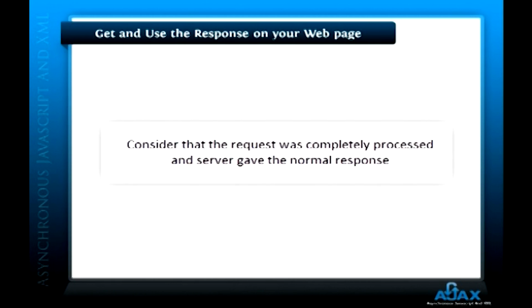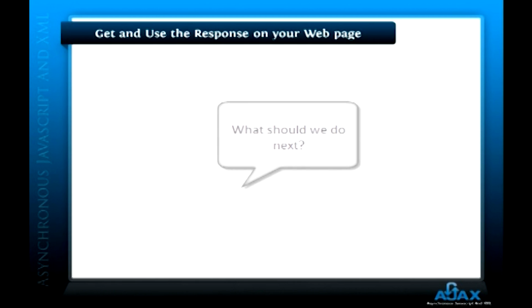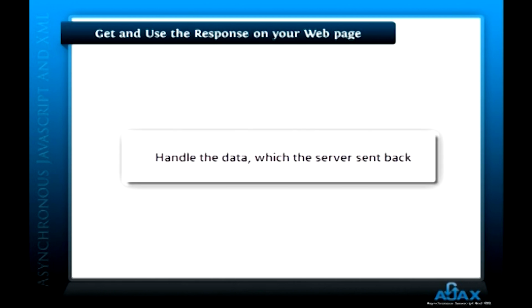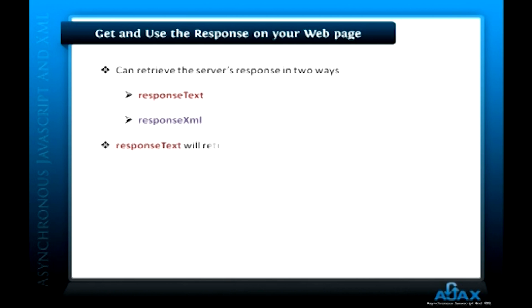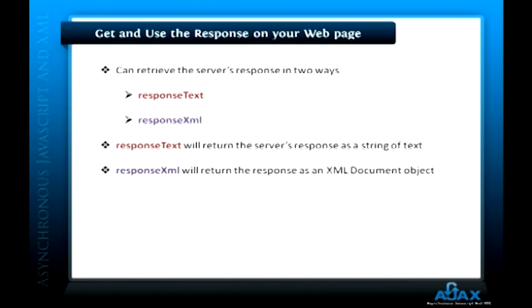Now just consider that the request was completely processed and the server gave the normal response. What should we do next? Yes, now it's our job to handle the data, which the server sent back to us. We can retrieve the server's response in two ways, either using response text property or by using response XML property, where this response text will return the server's response as a string of text, but this response XML will return the response as an XML document object.